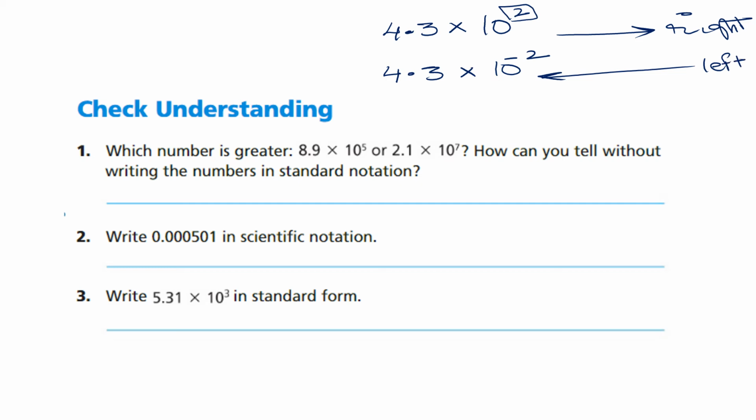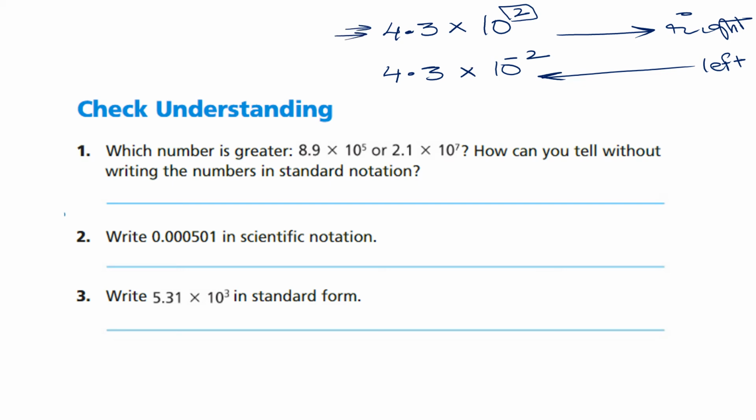Remember, in the standard form, if we move to the left, we put the positive power. But if we move to the right, we put the negative power. But here, when you convert this, reversing the process, if the power is positive, move the decimal to the right side. And if the power is negative, move the decimal towards the left side.